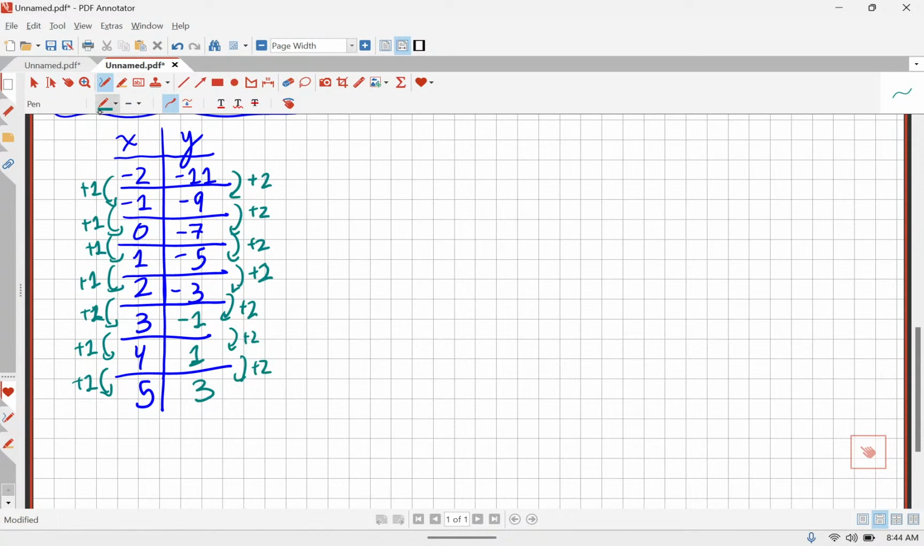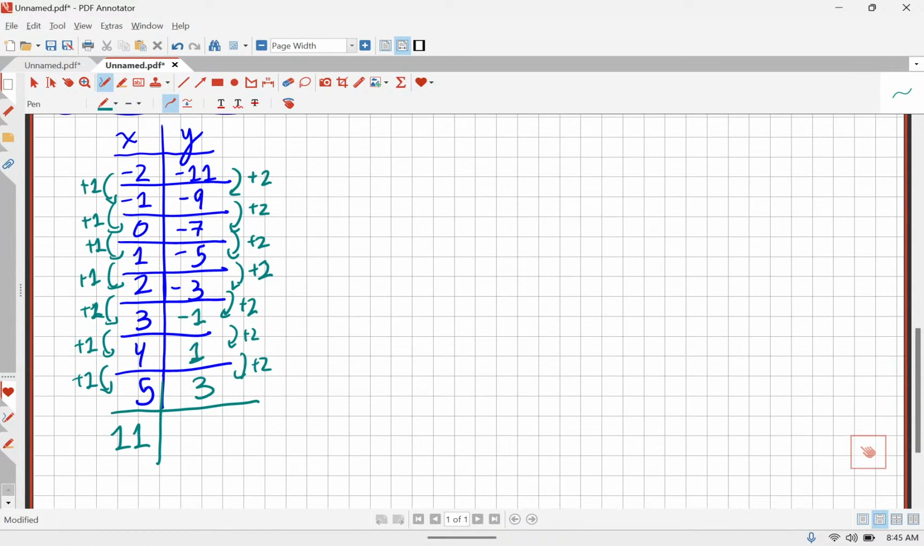But what if I asked for this? 11. What if 11 was the next x I wanted? How could you find out what y belongs with 11? That's a little bit trickier. Talk to each other about how you'd find out what the y is to go with 11 and see what you can come up with, knowing that I'm going to give you a hint in 20 seconds.